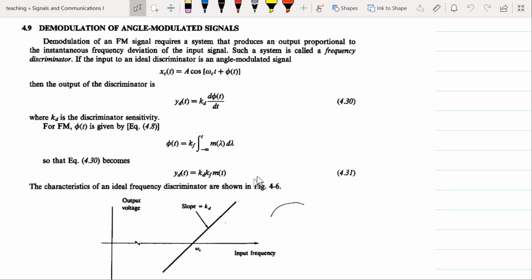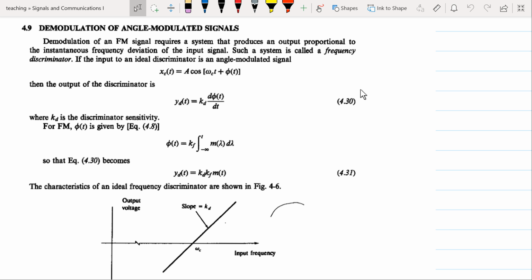We try to find out how we can recover the message that has been modulated from the modulated signals. By that we mean how do we perform the demodulation. We see that the demodulation of an FM signal requires a system that produces an output proportional to the instantaneous frequency deviation of the input signal. Such a system is called a frequency discriminator.